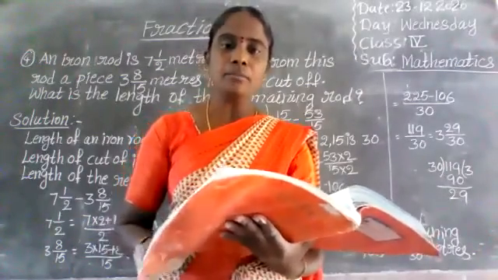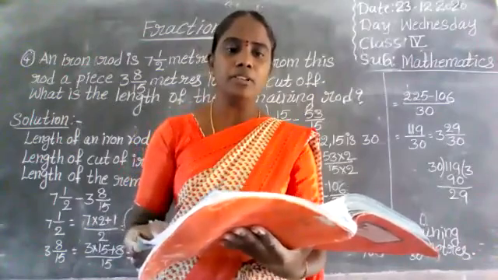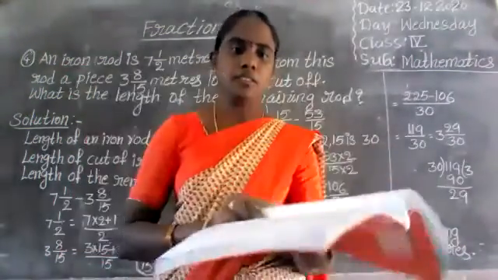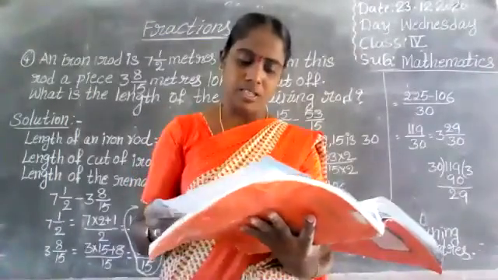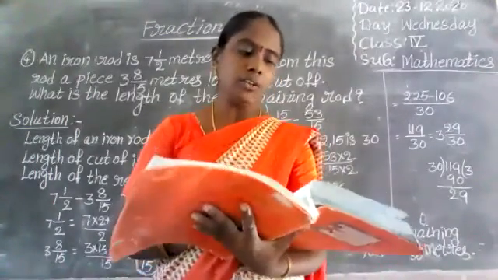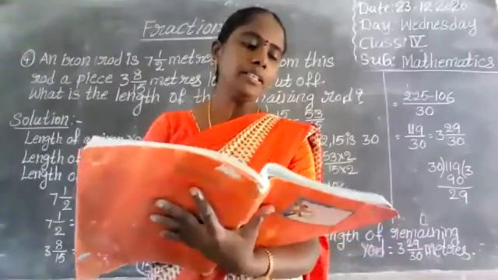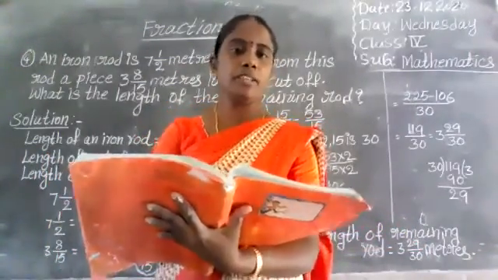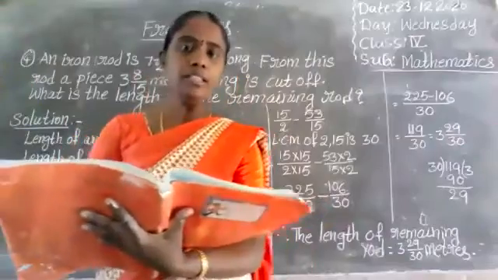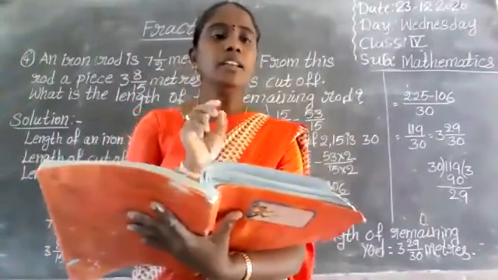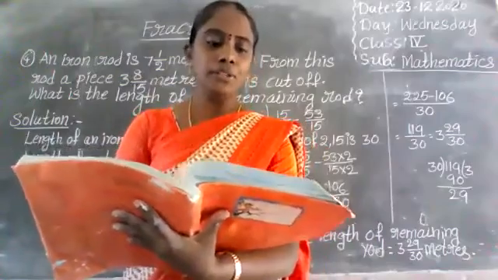Next, second bit, match the following. Second bit in your textbook, page number 93. Second bit, match the following is there. That one also you have to complete on your own in your textbook. And the third bit is greater than, less than, equal symbols. How to put greater than or less than for the given fractions. You have to complete it on your own.